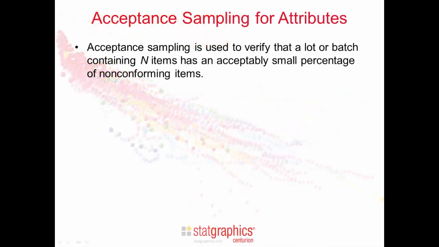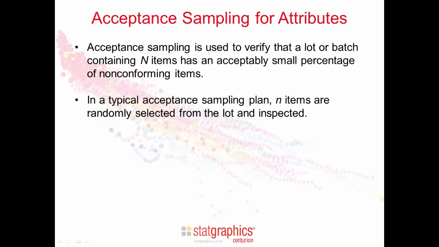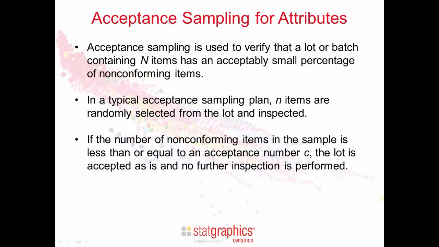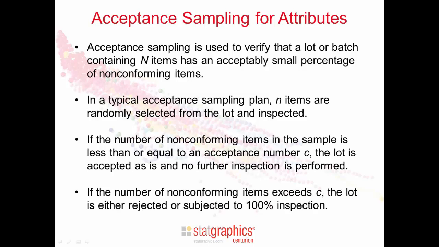Acceptance sampling is used to verify that a lot or batch containing capital N items has an acceptably small percentage of unacceptable or non-conforming items. In a typical acceptance sampling plan, lowercase n items are randomly selected from the lot and inspected. If the number of non-conforming items in the sample is less than or equal to an acceptance number C, then the lot is accepted as is and no further inspection is performed. If the number of non-conforming items exceeds C, the lot is either rejected or subjected to 100% inspection.